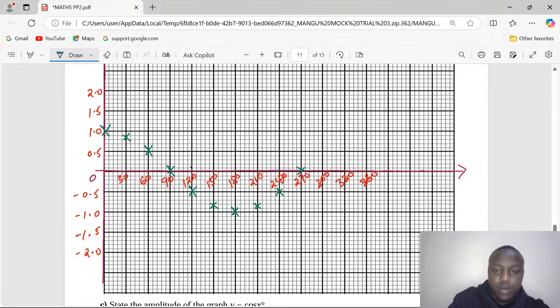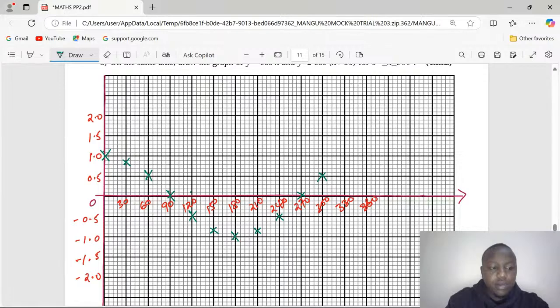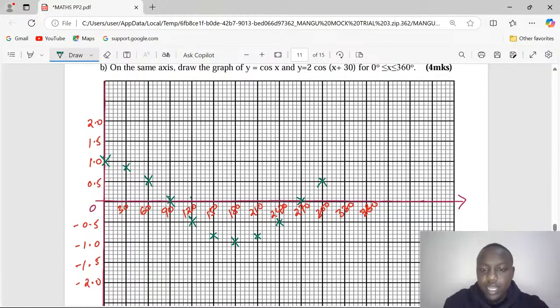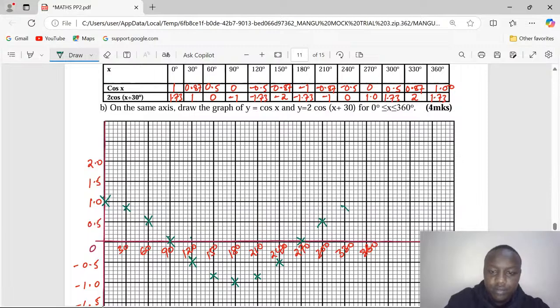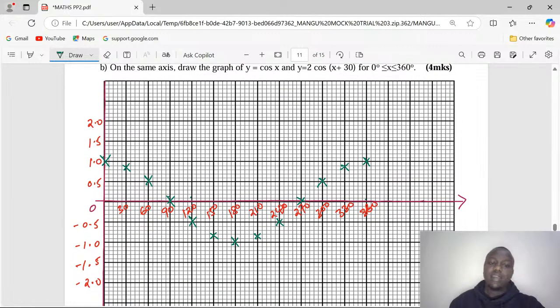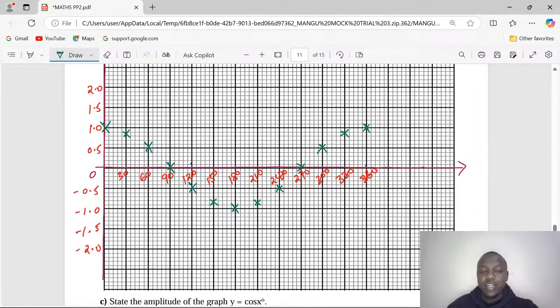Yeah, that's how the coordinates are going. At 330, you're having 0.87 at this point. Then finally at 360, we will have 1.00. So these are the coordinates plotted, and you can see that they are already suggesting a very smooth curve. So ours now is to draw the smooth curve.